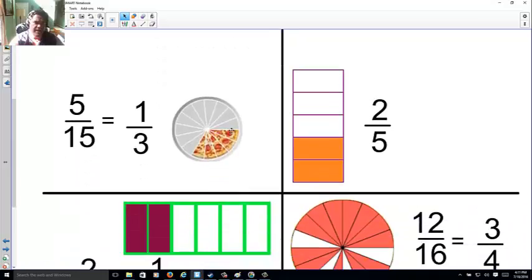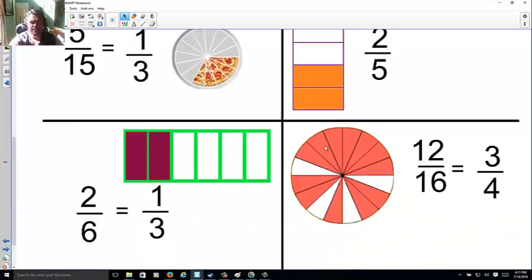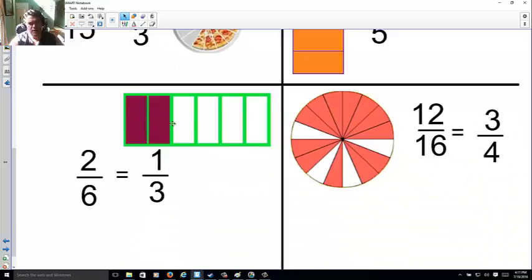So what we have here, I counted 5 pieces out of a total of 15, and I'm going to show you in a few minutes how to make that 1/3. Here I have 2 colored pieces out of 5. Here I have 2 out of 6. I'm going to also make that 1/3. You'll be seeing that soon. Here I counted 12 colored pieces out of 16, so I have 3 out of 4.